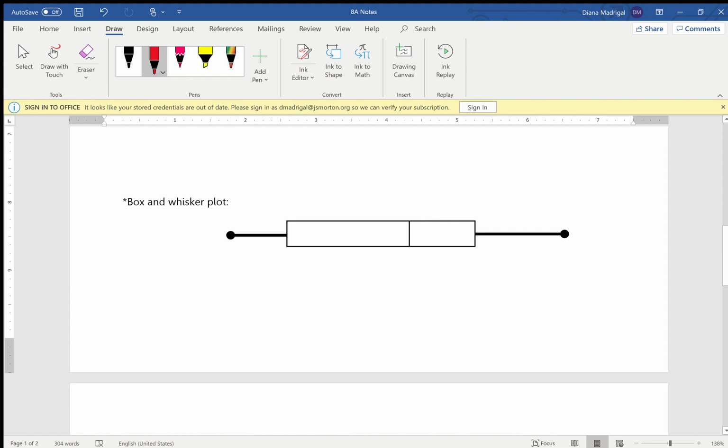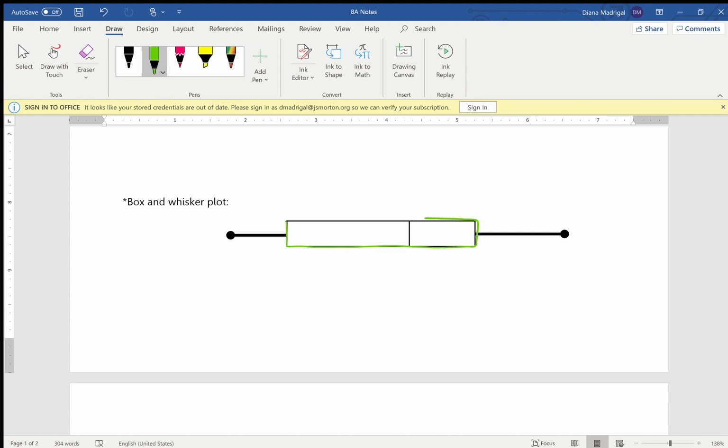All right, another thing that we're going to be talking about in stats is the box and whisker plot. And it's very confusing, so make sure you write this down. You will be seeing this in your test, in your quiz, so make sure you write it down. A box and whisker plot. It's called a box because it creates this box right here.